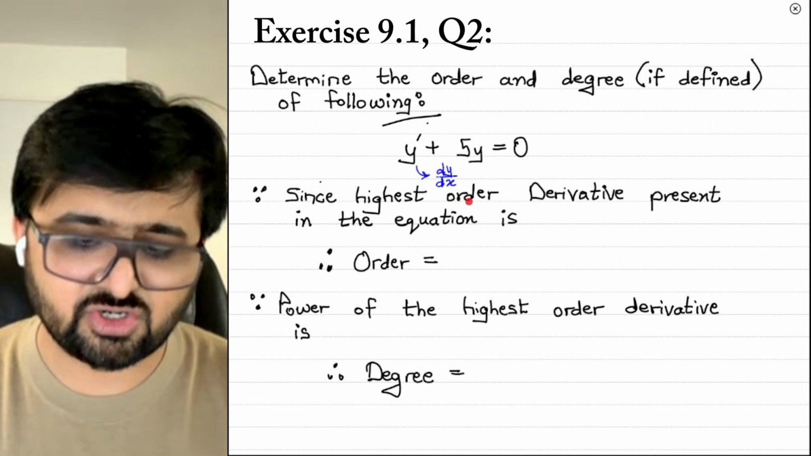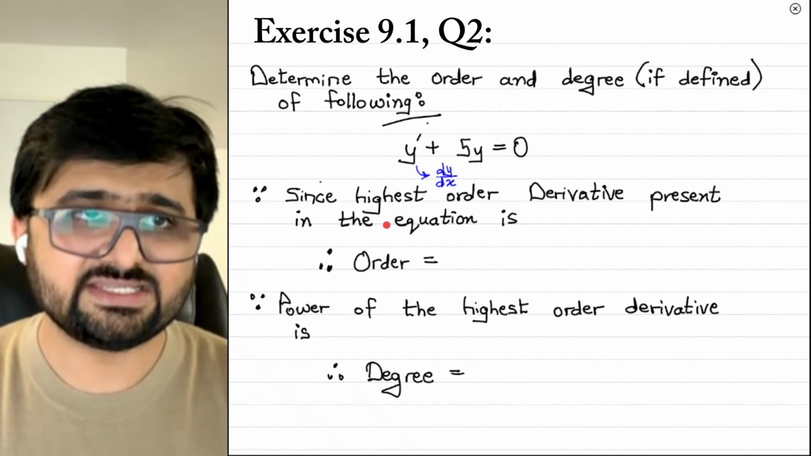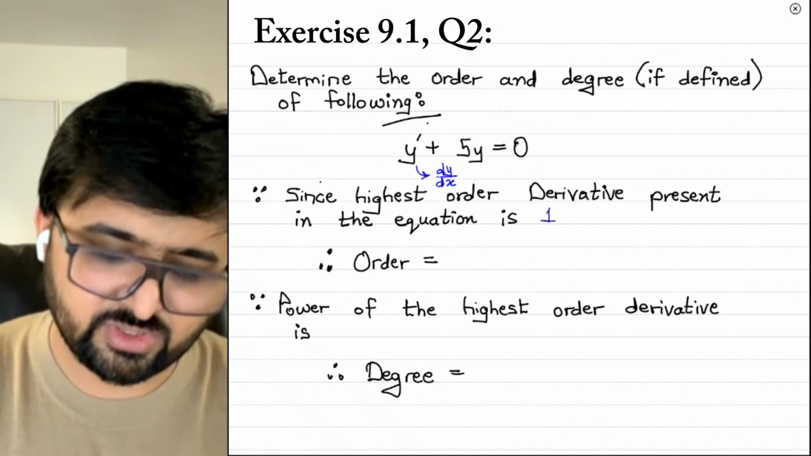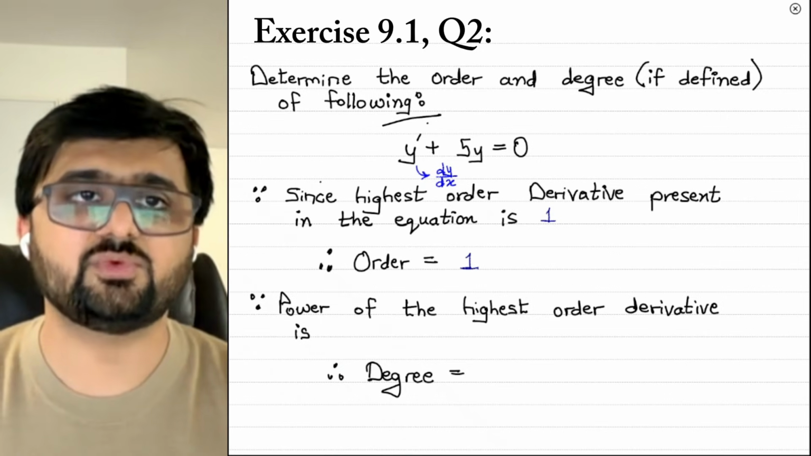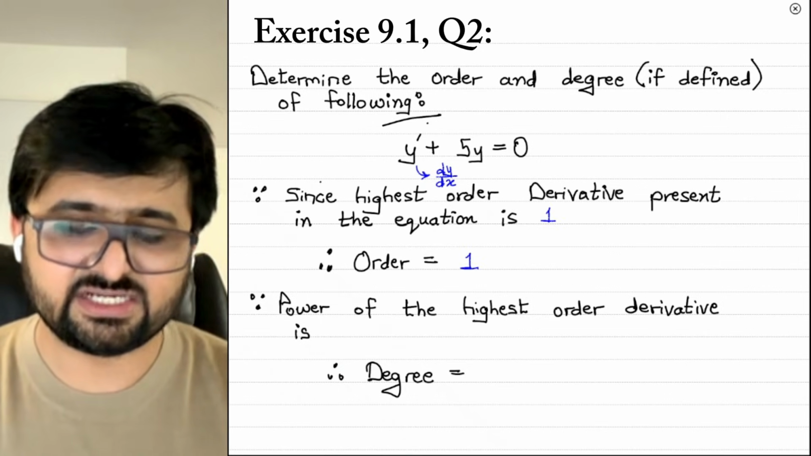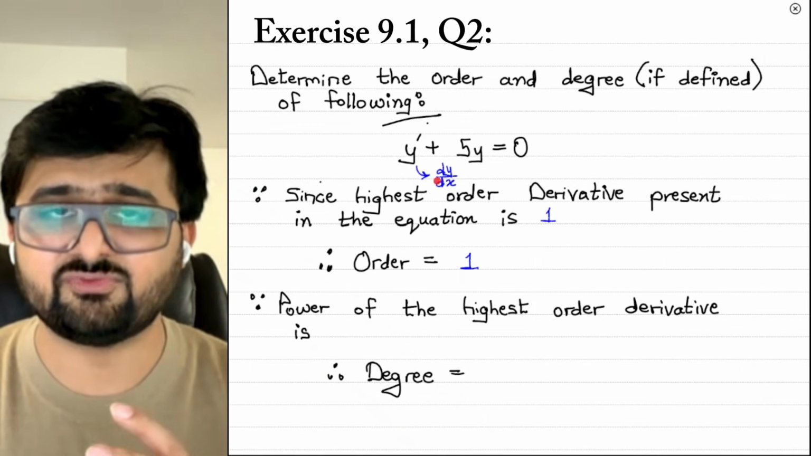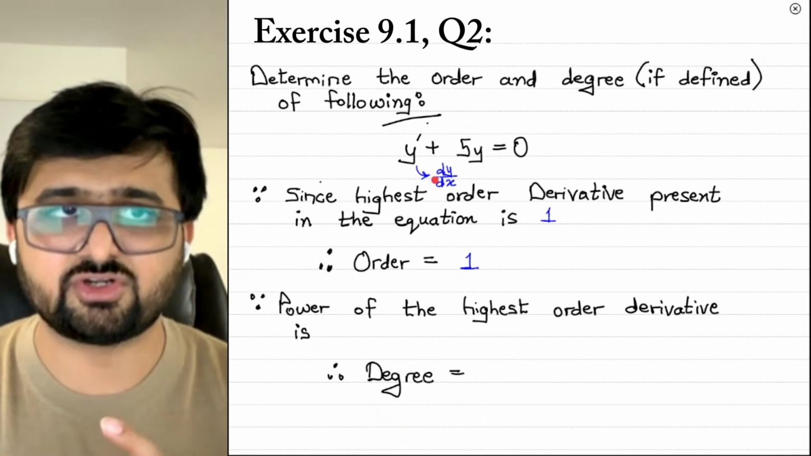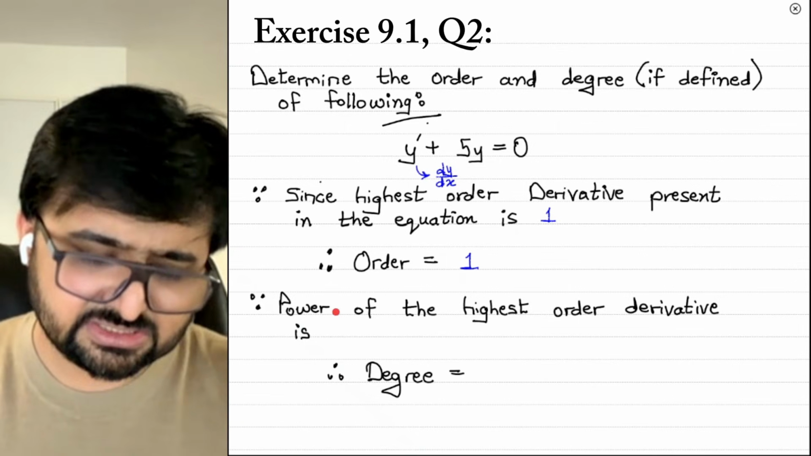Therefore, the highest order of the derivative present in this differential equation is 1. Therefore, the order of the differential equation is 1, since it contains the highest order derivative, which is 1, because it's the first order derivative. Now let's look at the degree.